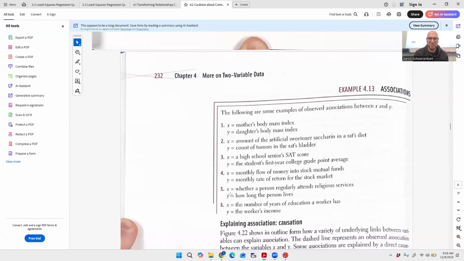So, there are some strong examples of causation. There's causation, there's common response, and there's confounding. Do you know what confounding is? Confounding means it's too hard to tell. Okay.